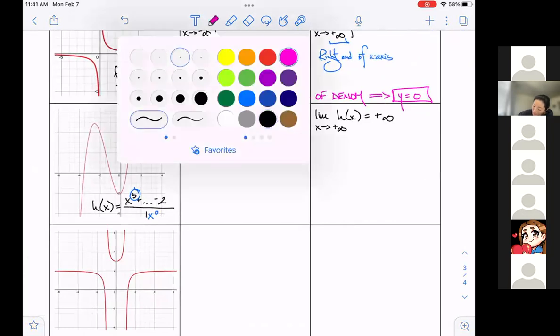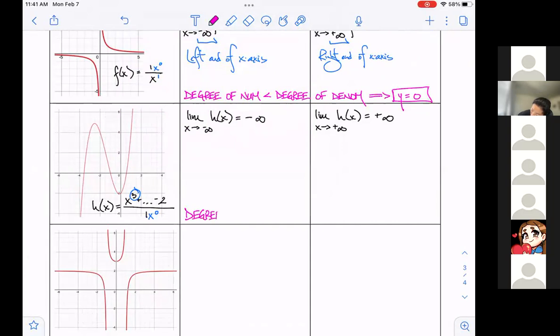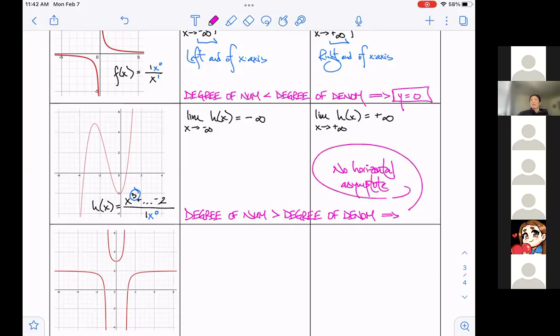So it turns out that if we have the degree of the numerator and it is bigger than the degree of the denominator, okay? This is when, to answer Nora's question, this is when you have those other behaviors. So we end up with no horizontal asymptote. Okay, so if we are top heavy, okay, the degree on the top is overpowering the degree on the bottom, we end up with no horizontal asymptote. Okay. All right.